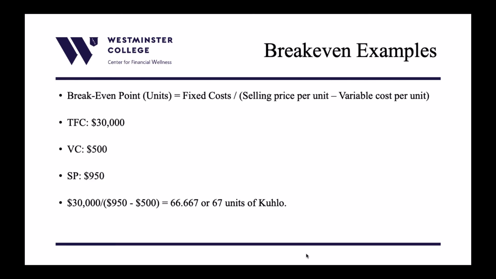Remember, break-even point in units is total fixed costs divided by selling price per unit minus variable cost per unit, or contribution margin. Given the same information, when we plug it in, we'll find that we need to sell 66.667 or 67 units of Kulo to break even.